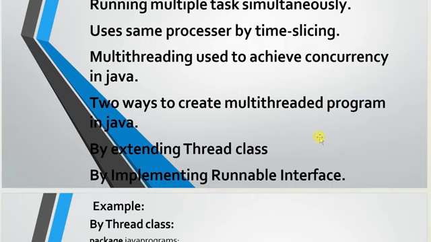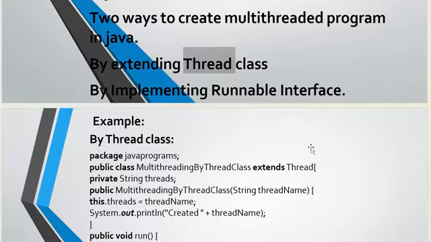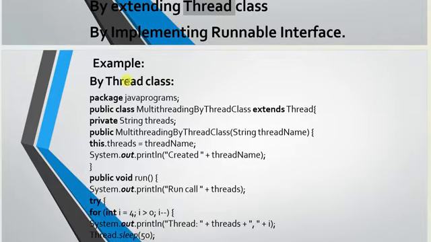So how do we create multi-threaded programs in Java? There are two ways to create multithreading here: we have the Thread class and the Runnable interface. Let's see an example of how we create a thread in Java. We'll see how to use the library class Thread.